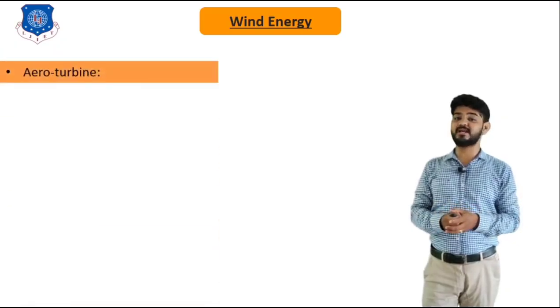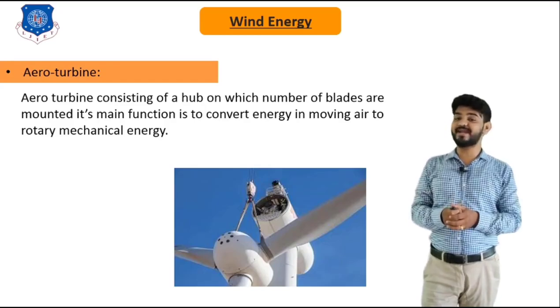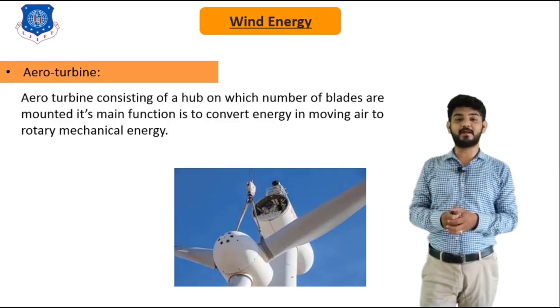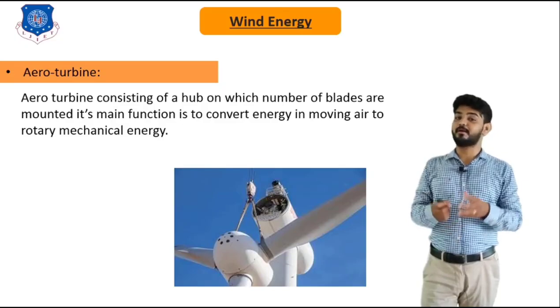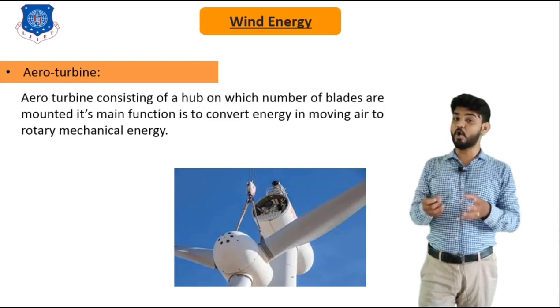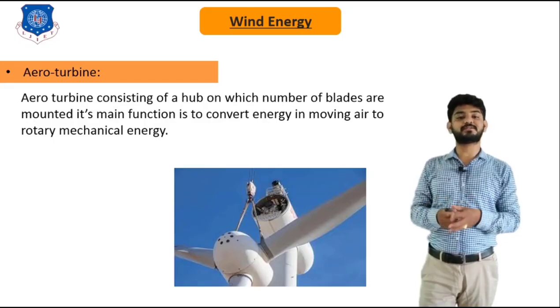As I have already said, the aero turbine is the largest and bulkiest part of this wind energy conversion system. It consists of a hub on which different blades are mounted. The main function of the aero turbine is to convert the energy of moving air into mechanical energy. More blades on a hub means a higher power coefficient, but the capital cost also increases. Hence, it is preferable to have 2 or 3 blades.